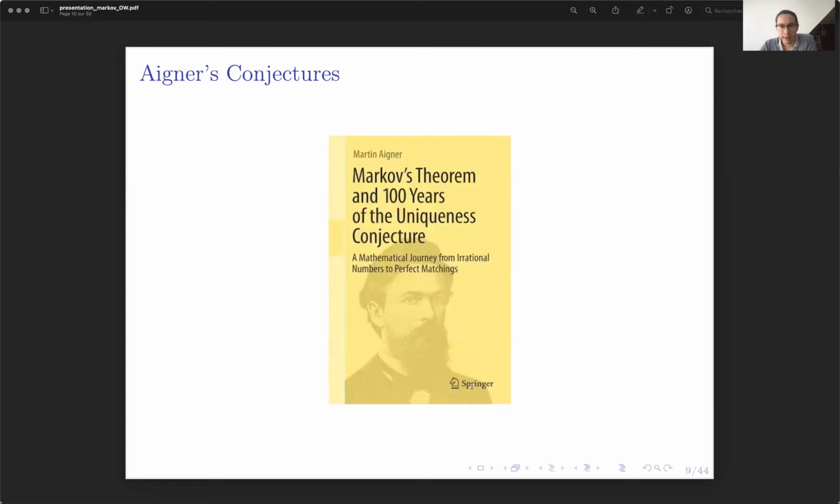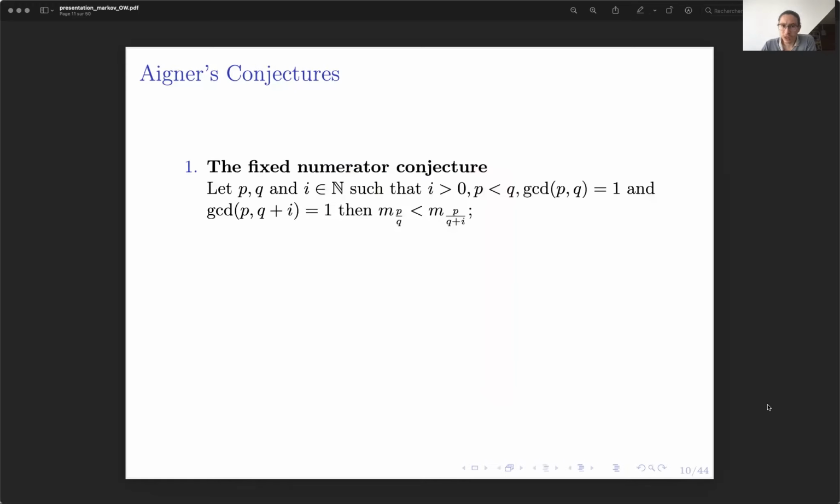In his book, Martin Aigner states three conjectures in order to better understand how the Markov numbers behave. So the first one is the fixed numerator conjecture. If you have p, q, and a, all integers, a strictly positive, p less than q, and p and q relatively prime, and p and q plus a relatively prime too, then we expect that M_{p/q} is strictly less than M_{p/(q+a)}.